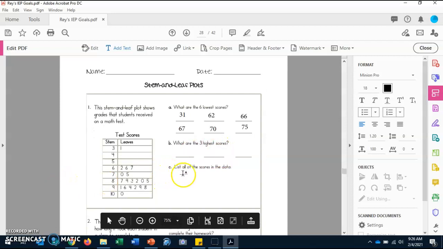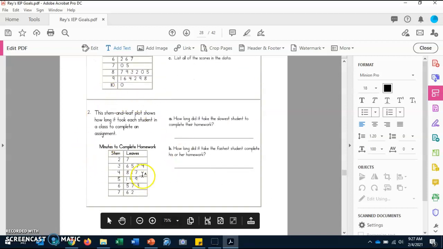For letter C, it says list all the scores in the table data. So here you're going to list all the numbers. Here they gave you the grades in the stem and leaf. Now here they just want you to write the set of numbers here. So you're going to write all these numbers here. Just list them all.